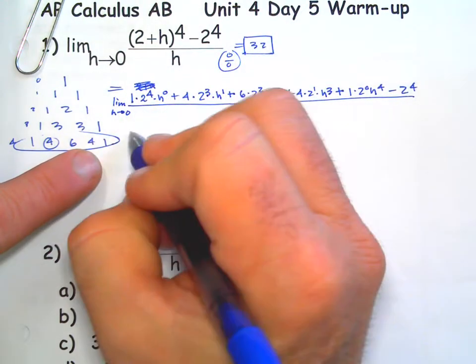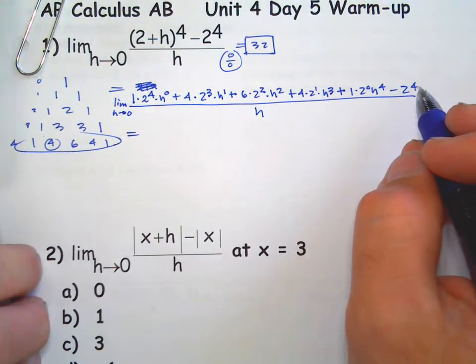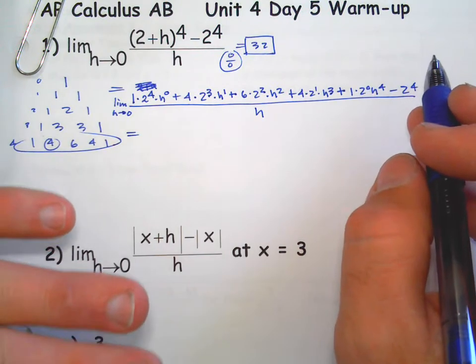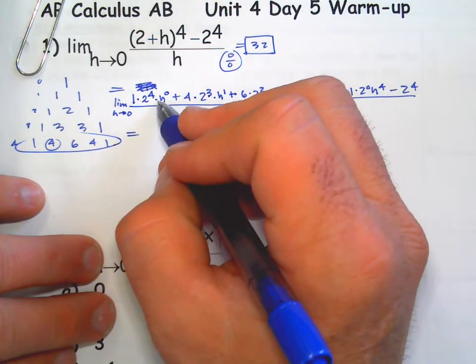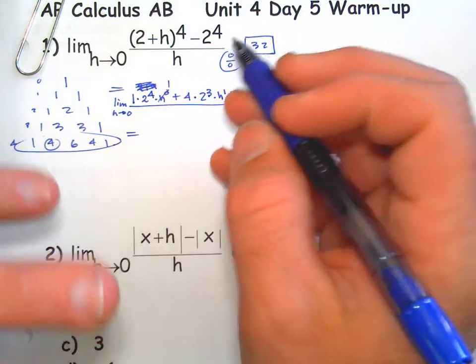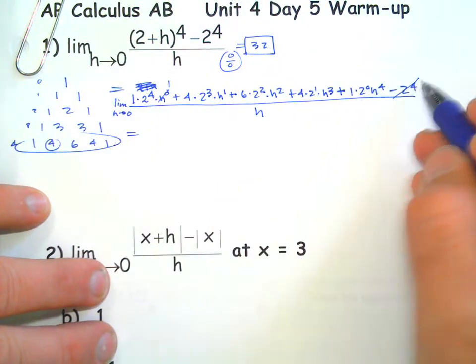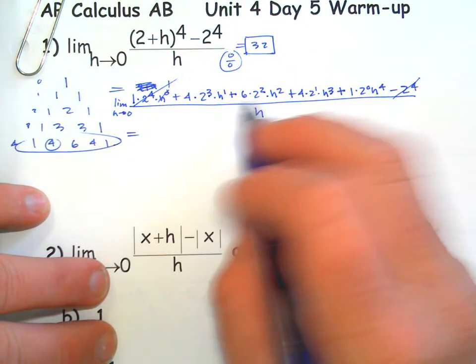Let's try and clean this up. Now, hopefully, for this to work, all the terms that don't have h's should drop out. So here's a 2 to the 4th, that's a 1. This is 2 to the 4th, which is 16. And there's a minus 16 over here. They cancel each other out. I think everything else stays.